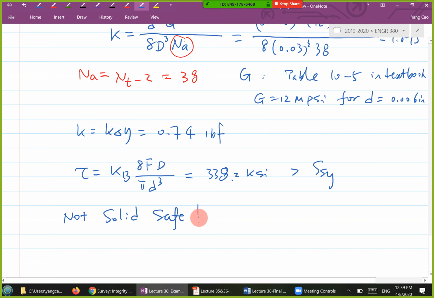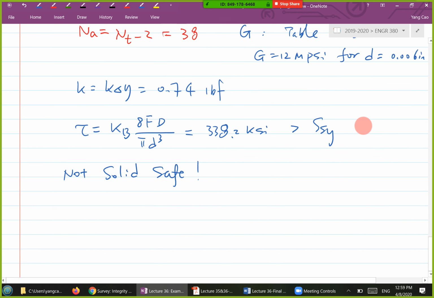Okay. So if it's not solid safe, right? The second part of the question would be this now. What can we do to make it solid safe? Now, there are a number of things you can do actually to make it solid safe. This is basically the parts of design now. The first part you can call analysis, and the second part you can think of as design.